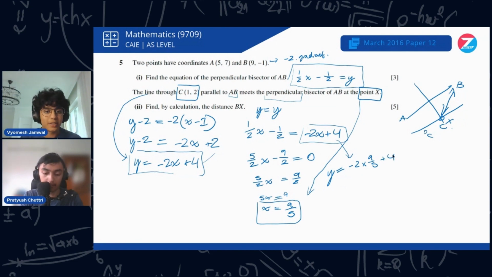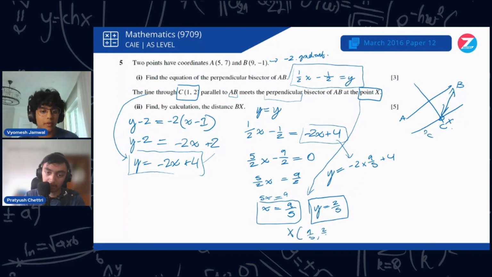So Pratyush can calculate that for me. Yes, sir. Plus 4.2 over 5. 2 over 5, right? That's great. So now we can show that the coordinate point x is 9 upon 5, comma 2 upon 5, right? And now, that's not the question, though.